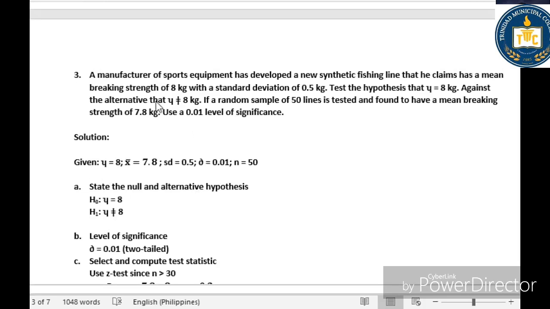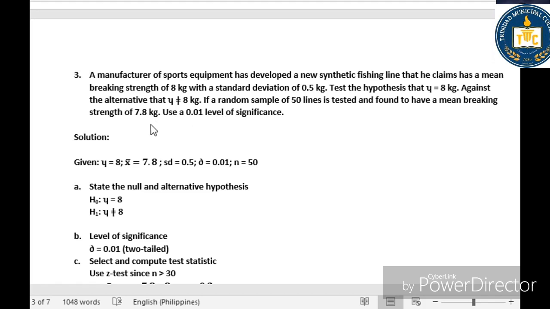Okay, so I have here example number 3. A manufacturer of sports equipment has developed a new synthetic fishing line that he claims has a mean breaking strength of 8 kg with a standard deviation of 0.5 kg. Test the hypothesis that the mean is equal to 8 kg against the alternative that the mean is not equal to 8 kg. A random sample of 50 lines is tested and found to have a mean breaking strength of 7.8 kg. Use a 0.01 level of significance.